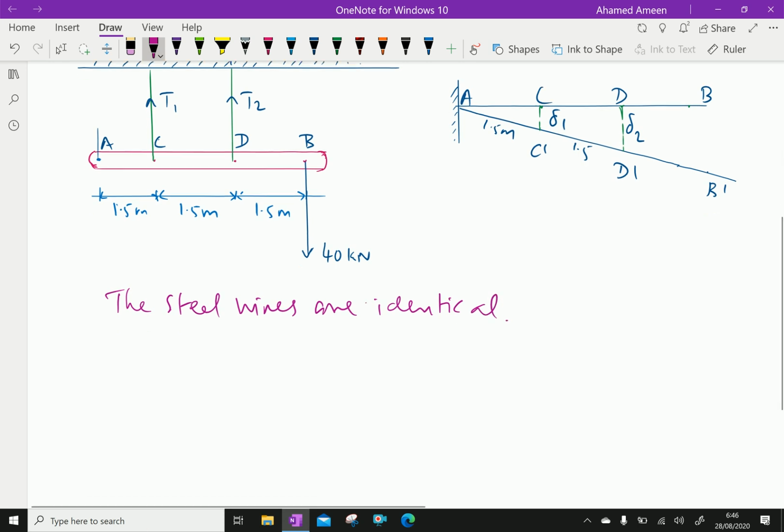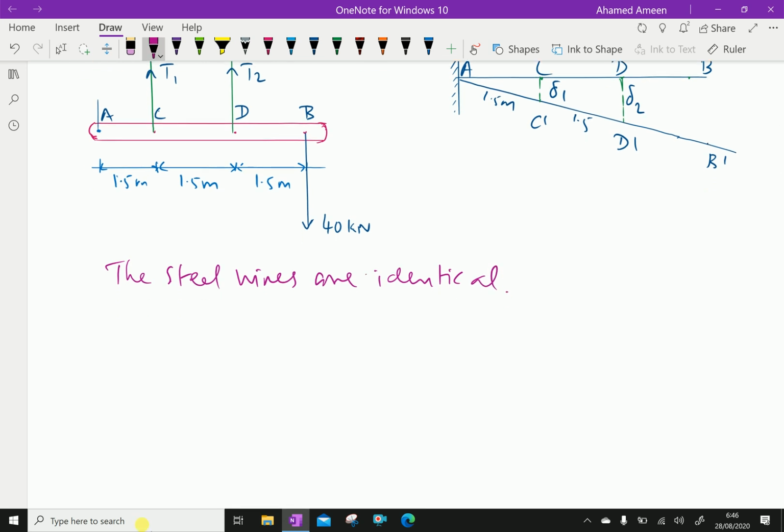Therefore, the cross-sectional areas are equal, A1 equal A2, that is, the cross-sectional area of steel wire 1 and 2. Similarly, Young's modulus of both are equal, E1 equal E2, and length L1 equal L2.